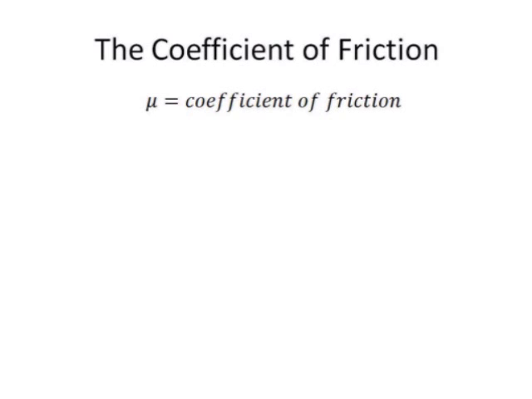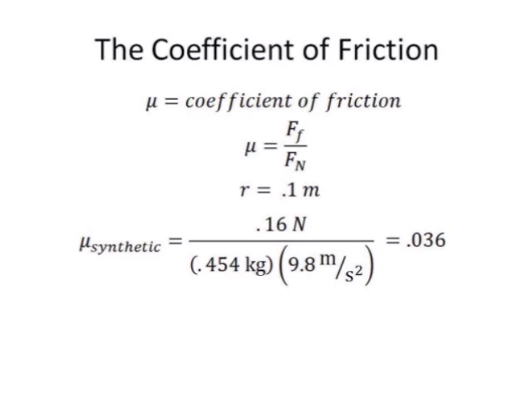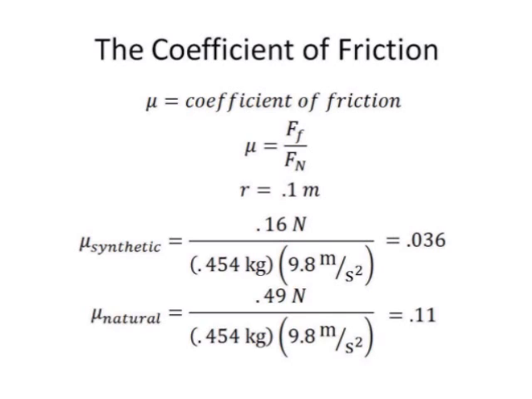If that is the case, the coefficient, also known as mu, is equal to the force of friction divided by the force normal. The radius of the soccer ball is approximately 0.1 meters. We find that the coefficient of friction of the synthetic turf field is equal to 0.036, while the coefficient of friction of the natural grass field is equal to 0.11. We can see that the coefficient of friction on the soccer ball on the natural grass field is 3 times as much as the coefficient of friction on the soccer ball on the synthetic turf field.